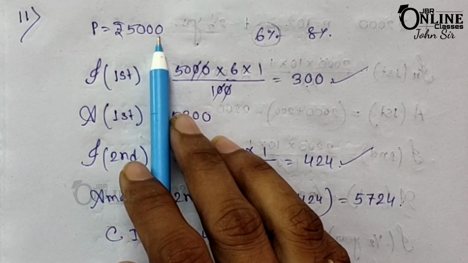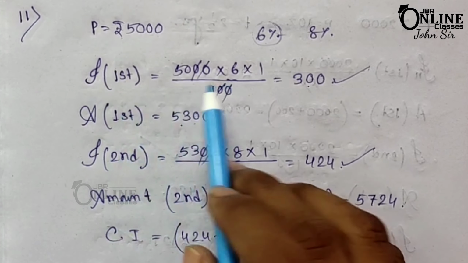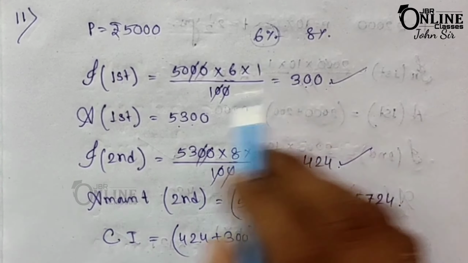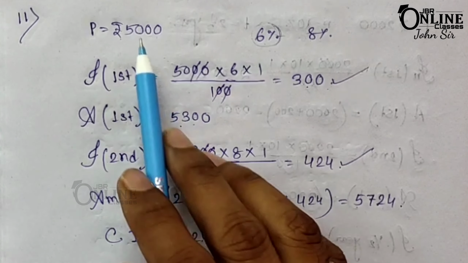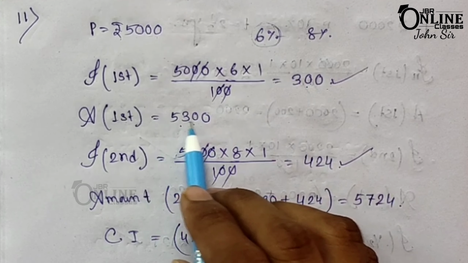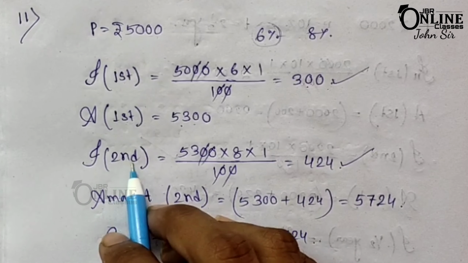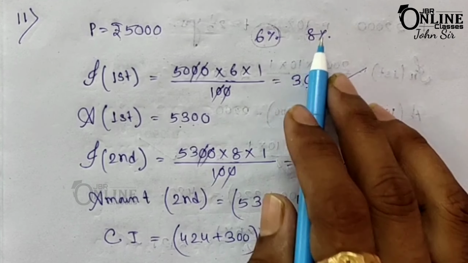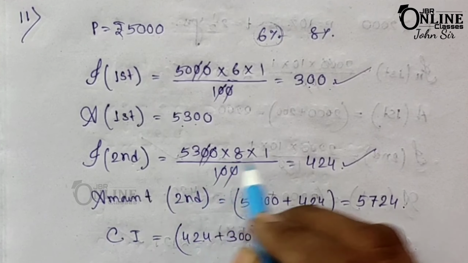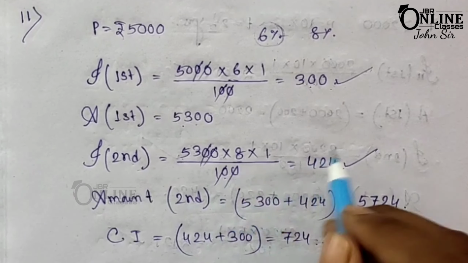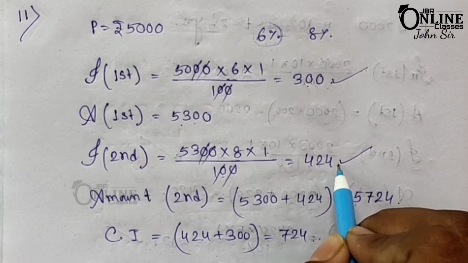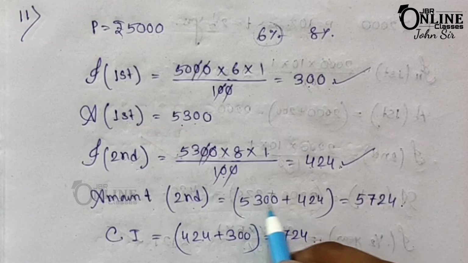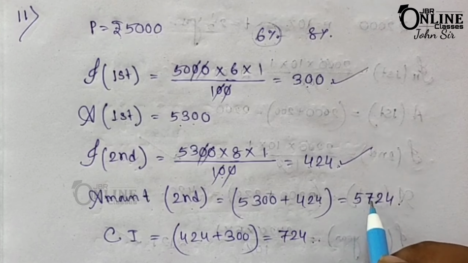So here principal equals 5,000, then interest for first year is 5,000 into 6 into 1 by 100, that equals 300. Okay, now amount after first year will be principal plus interest, so 5300. Now interest for second year, in that case here rate of interest will be 8%, not 6%. So 5300 into 8 into 1 by 100 equals 424. So 424 is the interest for second year. Then amount after second year will be 5300 plus 424, that equals 5724.